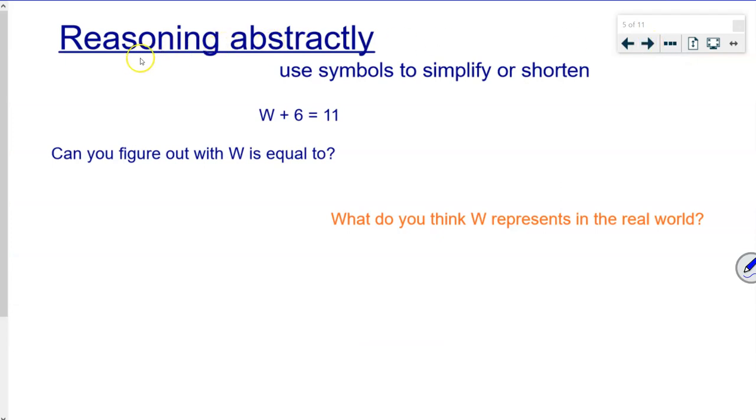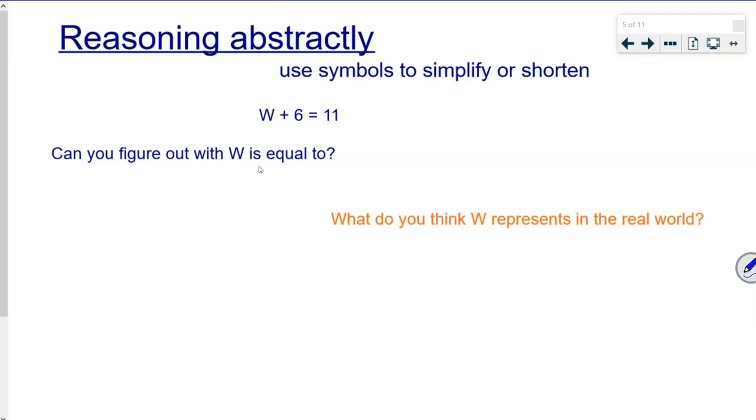We're first going to talk about reasoning abstractly. Basically, that means we're going to use symbols to simplify or to shorten. So for example, I have w plus 6 is equal to 11. Can you guys look at this? W plus 6 equals 11. Can you figure out what w is equal to? Raise your hand if you can figure it out. Raise your hand if you already have figured it out. I'll give you another second.